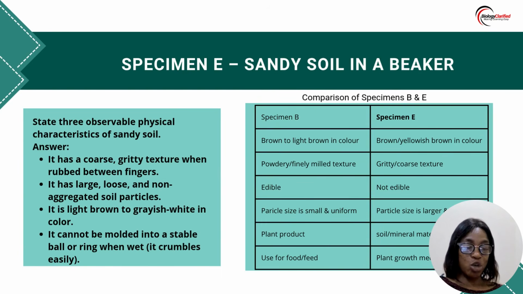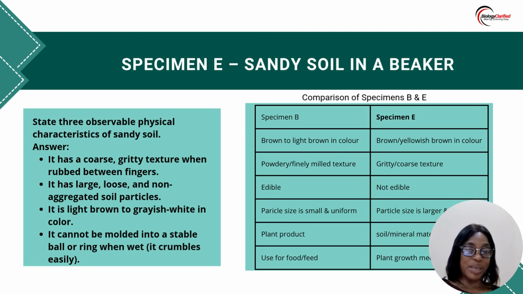It has large, loose, and non-aggregated soil particles. The particles don't stick together. It is light brown. Some of them are grayish white in color. Whichever your teacher provides for you, that is the color you should stick to. Then it cannot be molded into a stable ball or ring when wet. Unlike the clay soil, the sandy soil crumbles easily.